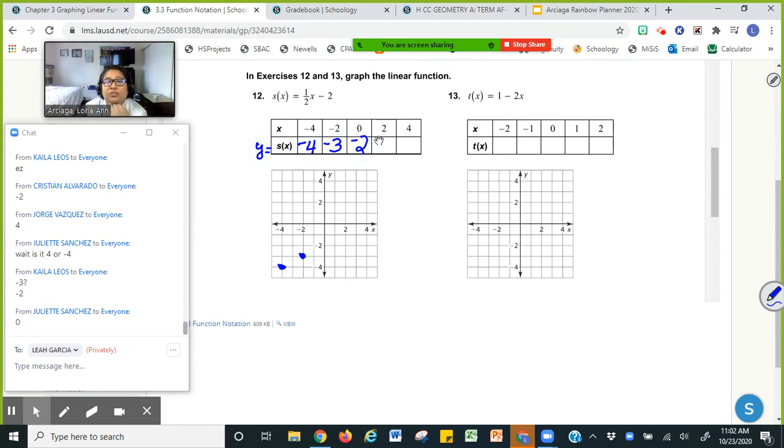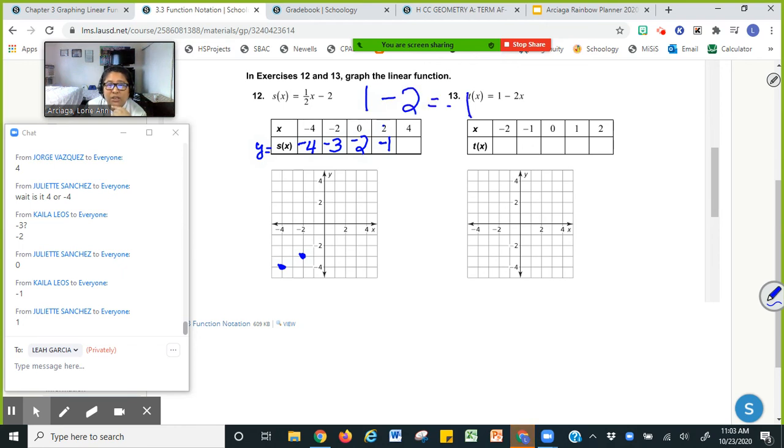Next, when x is 2, you get half of 2 and then take away 2. What's the answer? Half of 2 is 1. And then 1 minus 2, very good, Kayla, -1. Because 1/2 of 2 is 1. 1 minus 2, you subtract, and then you take the sign of the bigger number. Does that make sense? Okay.